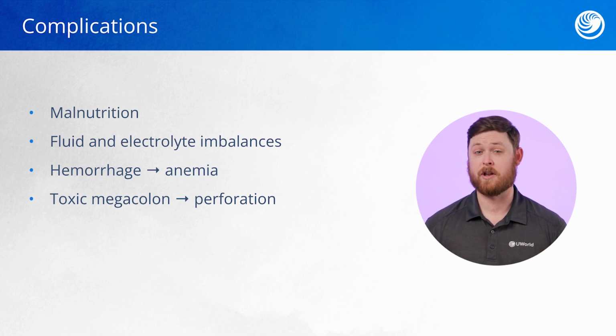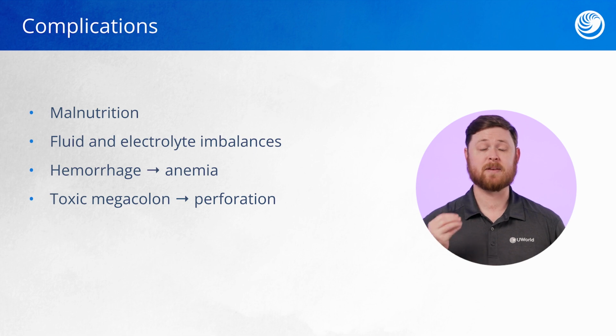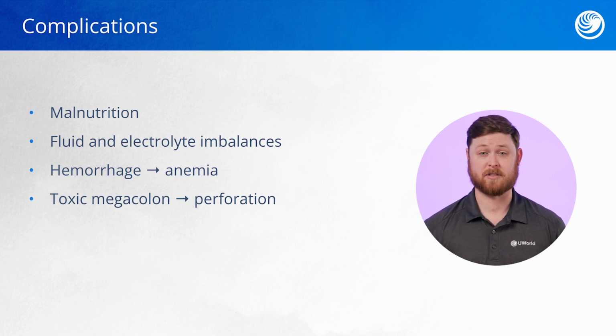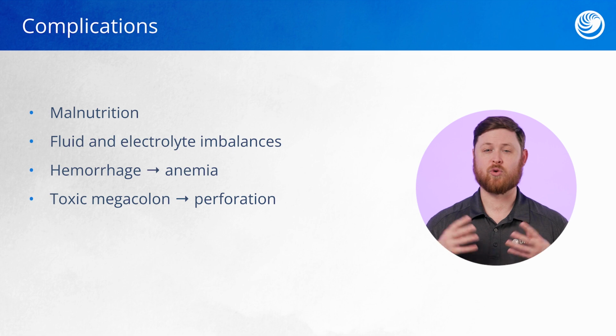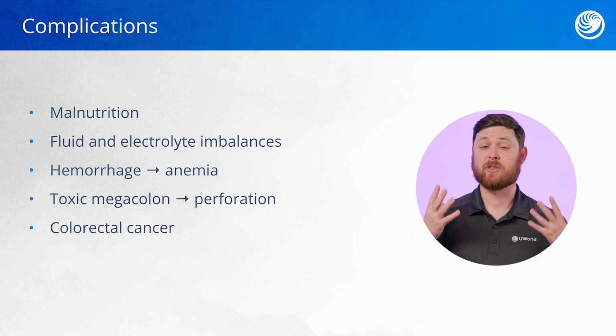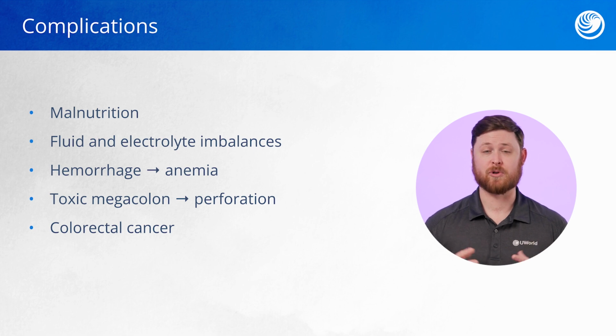Toxic megacolon is another complication that can occur, leading to perforation of the bowel, and this is something that we'll talk about on the last slide of this presentation. Any type of chronic recurrent inflammation can increase the risk for cancer, and with a large amount of diarrhea passing through the colon, this can lead to a loss of good and bad bacteria within the gut, which can lead to the development of C.